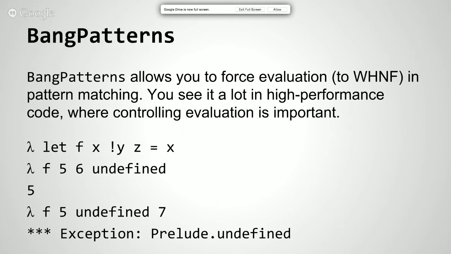BangPatterns allows you to force evaluation. Now it only goes to weak head normal form, so it's not going to go deep into your nested data structures, but it will bring it one level of evaluation through. So for example, we have let f x !y z = x. y is unused, but because of the bang pattern, it still gets evaluated. So if we try to evaluate f 5 undefined 7, it blows up. Why do you want this? Because in high performance code, you often want to know exactly when things are evaluated, and you want to be able to control that.